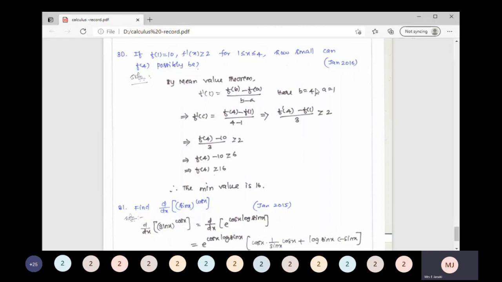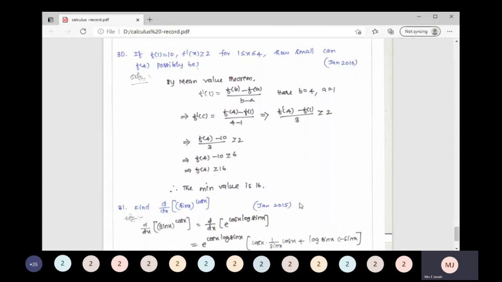So 16, 17, etc., up to infinity. In that set of values, we select the smallest value. So the minimum value of f of 4 is 16. So 16.